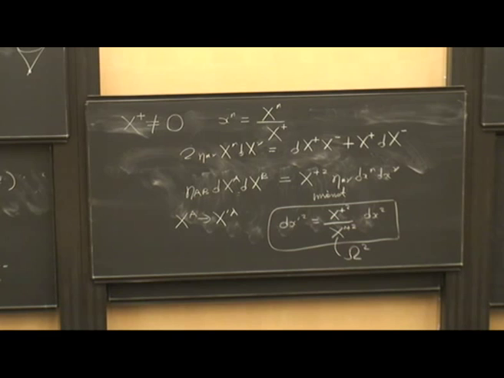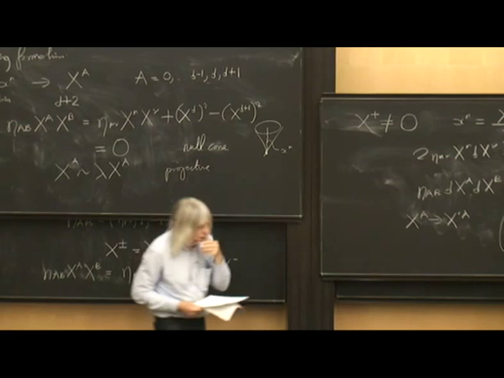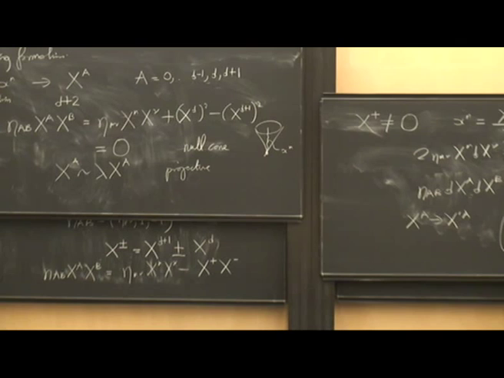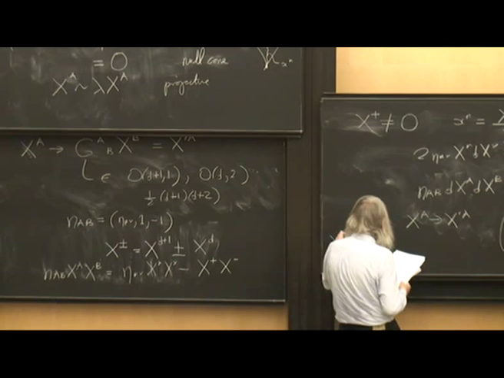So the point is that any x corresponds to a line in here. So let's consider this line. This corresponds to a point, x mu, in the original Euclidean or Minkowski space. And so, for some purposes, this is a useful way to consider things. You can, if you want, make a choice that x plus is equal to 1, and then x minus is equal to x squared.